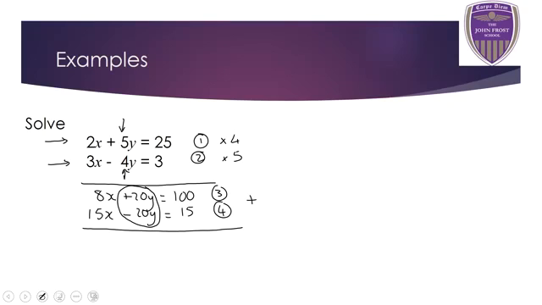So we are going to add together 8x and 15x, which makes 23x. 20y add minus 20y is 0y. And 100 plus 15 is 115. Bit trickier. How many times does 23 go into 115? Well, it goes in exactly 5 times. So x equals 5.